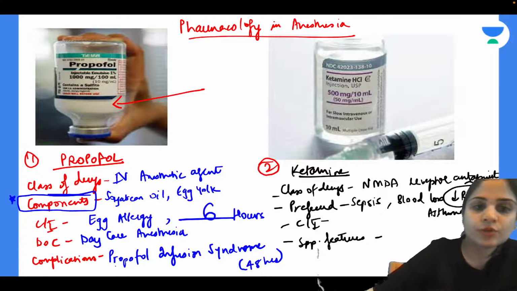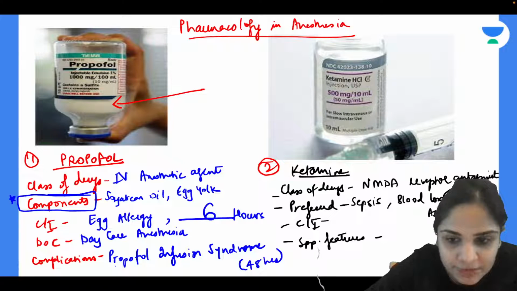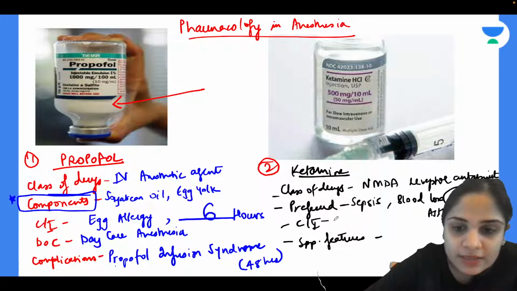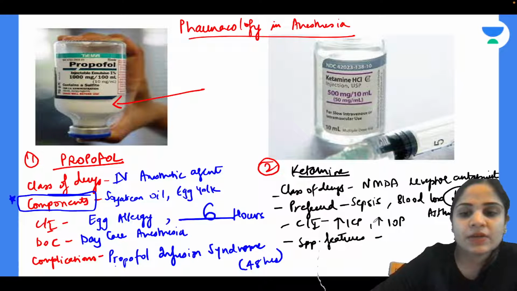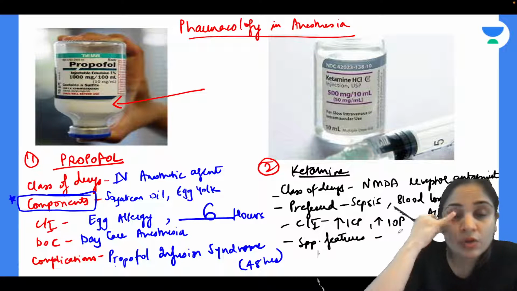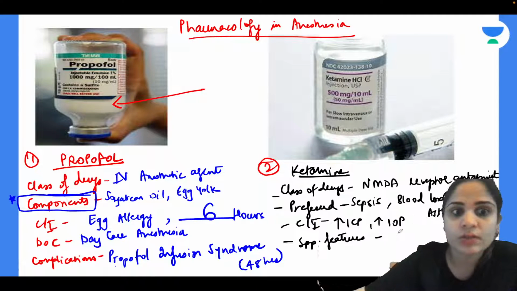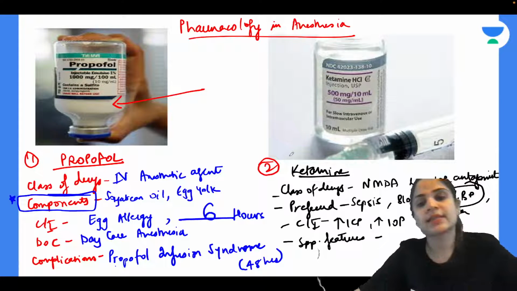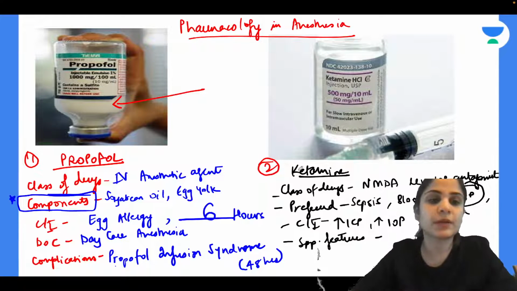Now I know a few of you cannot see what I'm writing over here, so I'll move my head a little bit. Now ketamine is contraindicated whenever there is raised ICP or raised intraocular pressure. So whenever there is any kind of neurosurgery, or glaucoma in which there is raised intraocular pressure, ketamine can further raise the ICP or the IOP. So we will prefer not to use ketamine in those cases.